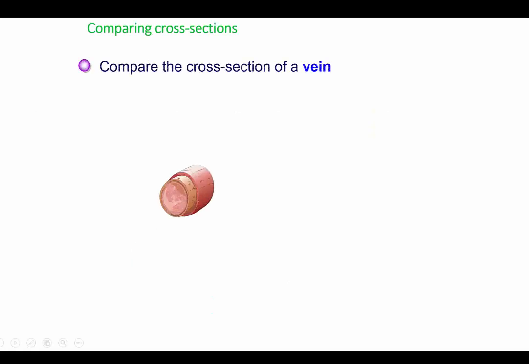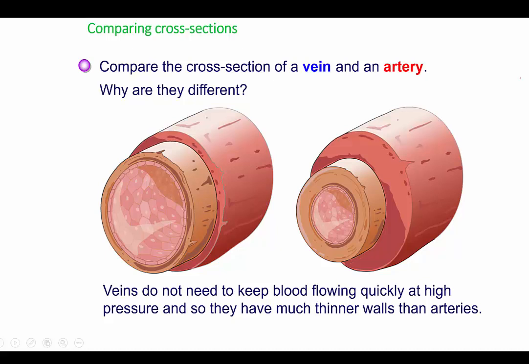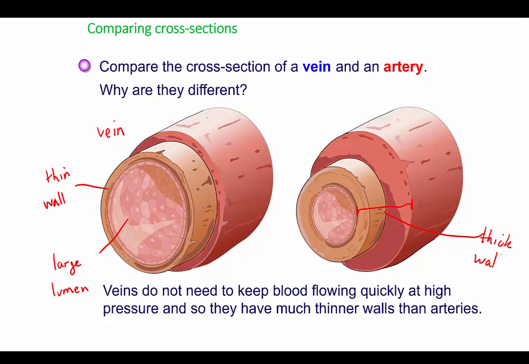Now, if we have a look at these cross sections of the vein and the artery, this is what we can see. Now, this is a vein, and we can tell that because it's got a thin wall and a large lumen. Whereas we can tell that this is an artery because it has got a thick wall, which is this part to this part. So it's got a thick wall and a small lumen.